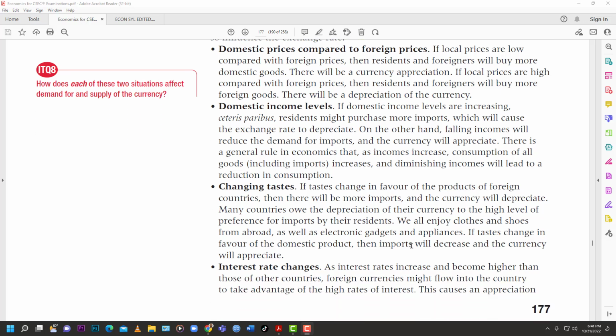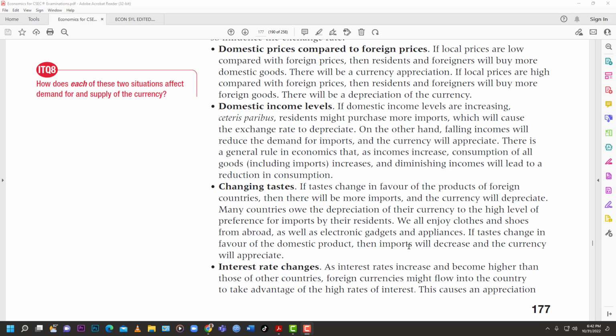Change in taste. So it's very similar to the factors that influence demand. If all of a sudden you prefer foreign goods, then you would import more foreign goods, and so the demand for the local currency goes down and the demand for the foreign currency goes up. And if the demand for the local currency goes down, then the value would go down, causing it to depreciate.